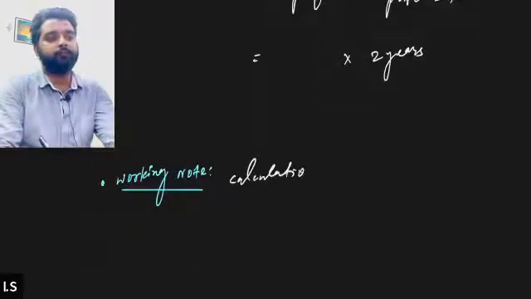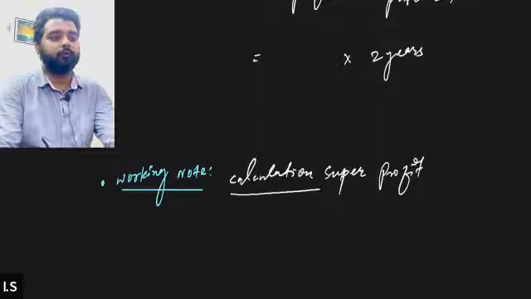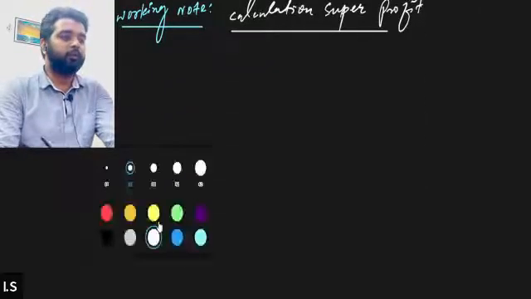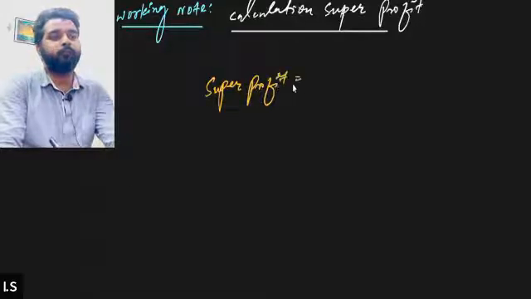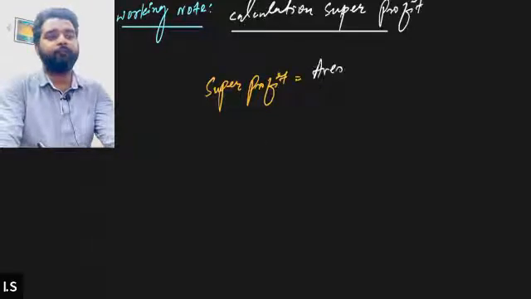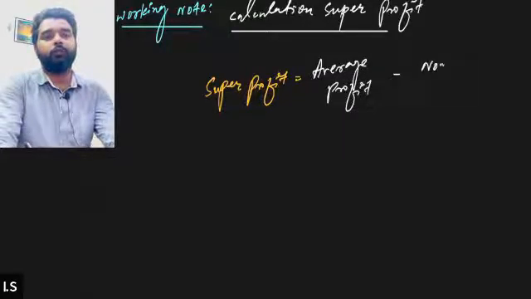Calculation of super profit. To find out the value of the super profit, we apply this formula. Super profit is equal to average profit of the firm minus the normal profit of the industry.